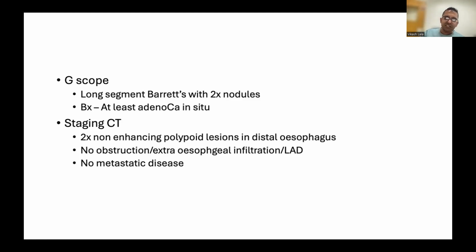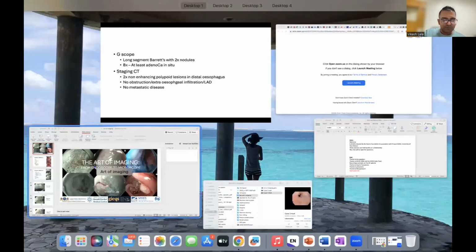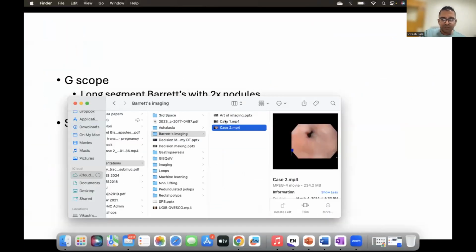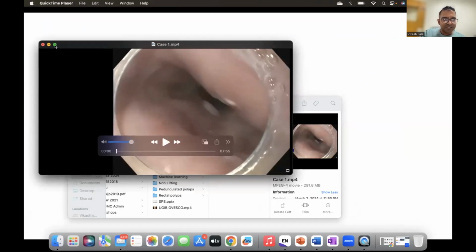The patient had a staging CT, which essentially just showed no local regional disease, or disease limited to the esophagus. So I'm going to take you now to the video of the case. Please do shout if you cannot see.